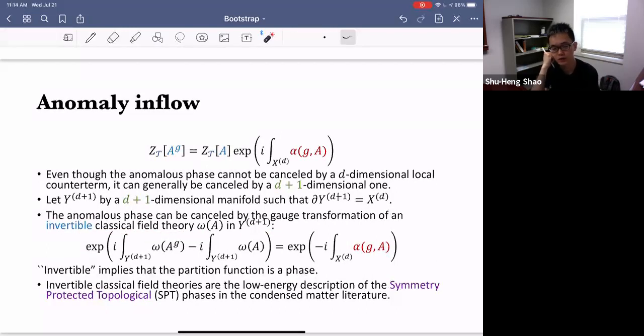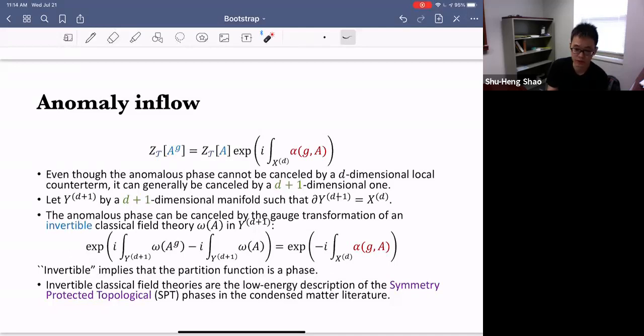But I don't know how rigorous that proof is, and I don't know how general that proof is. And it might boil down to a matter of semantics. Namely, there could be some cases where the non-invariance of the partition function is more violent than just such a phase. And maybe in that case, it cannot be canceled by such an invertible field theory in one dimension higher. But in that case, I think it might boil down to what we really mean by global symmetry and what we really mean by an anomaly.